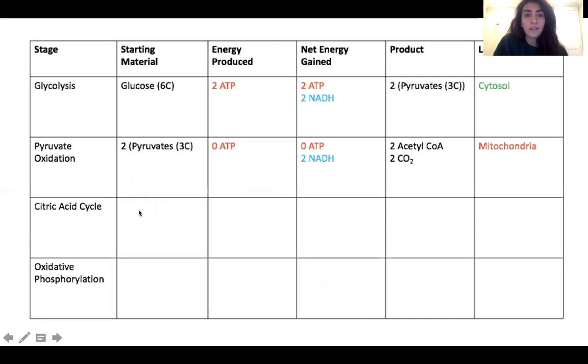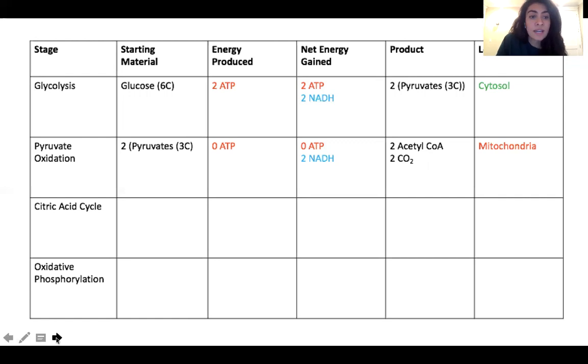Location-wise, remember that the pyruvate was in the cytosol, and now it's going into the matrix of the mitochondria, right? So I kind of wrote it in the second column. We took the 2 pyruvates. We don't make ATP, but we make NADH, acetyl-CoA, CO2, and this is all occurring in the mitochondria. So notice how my mitochondria is in red. From now on, all the other steps, so citric acid cycle and oxidative phosphorylation, will be in red because it occurs in the mitochondria. And remember that if it's in the mitochondria, it requires oxygen, right? So now I'm talking about a cell that has oxygen.